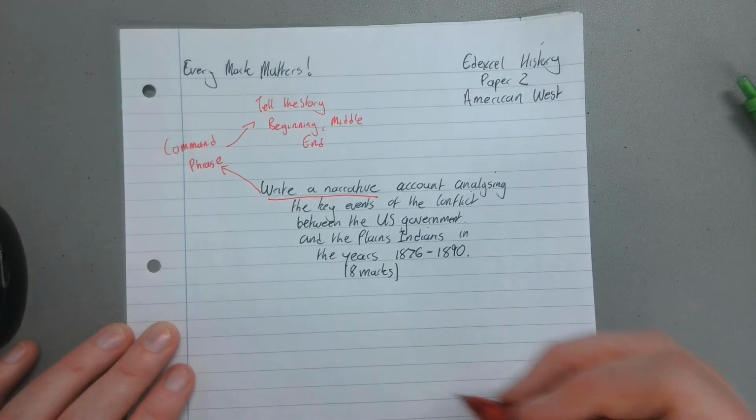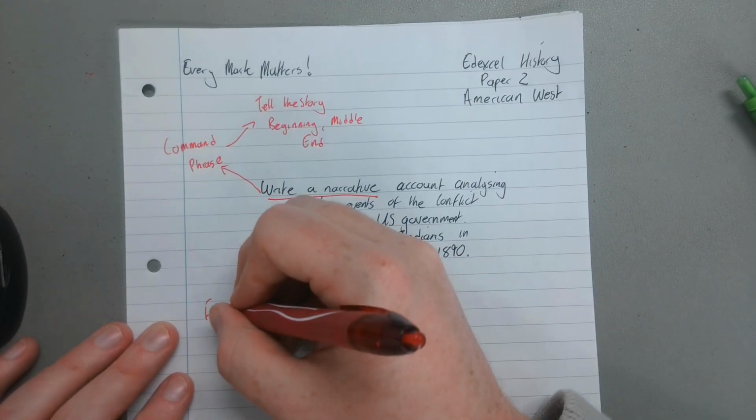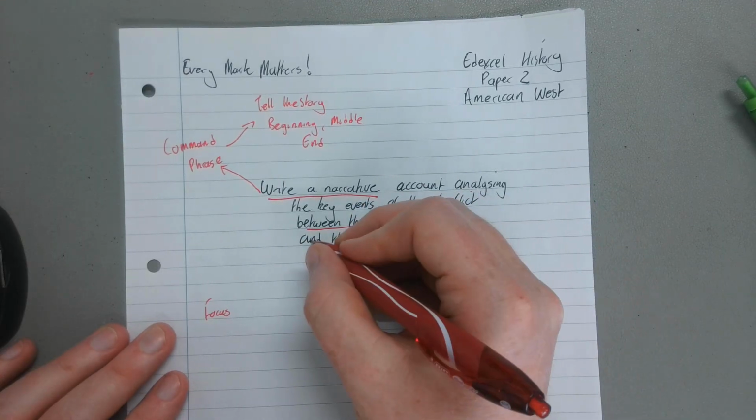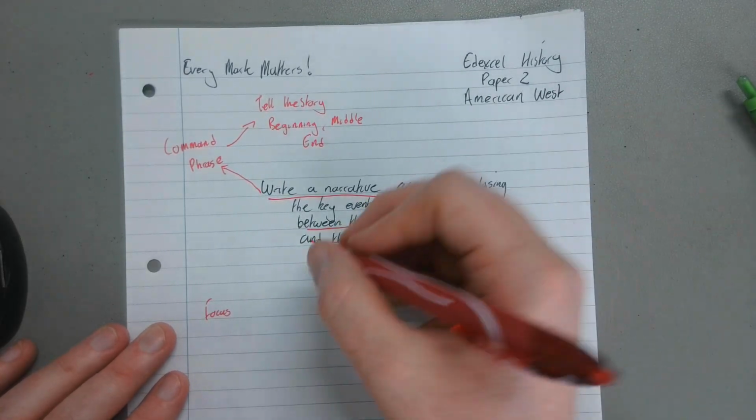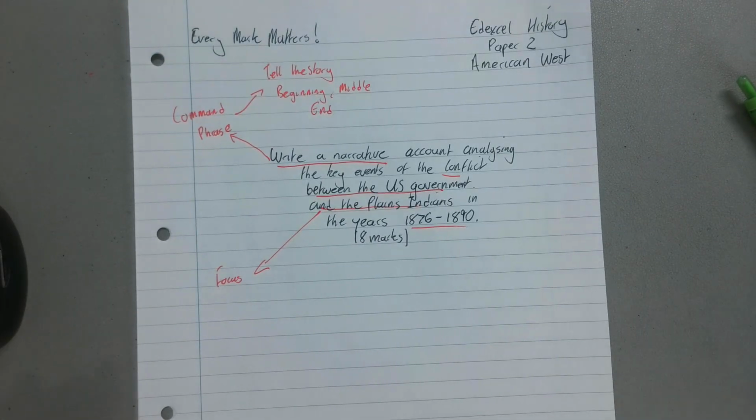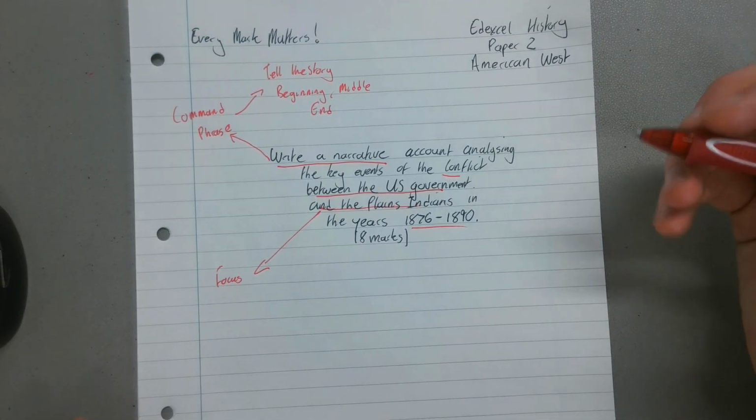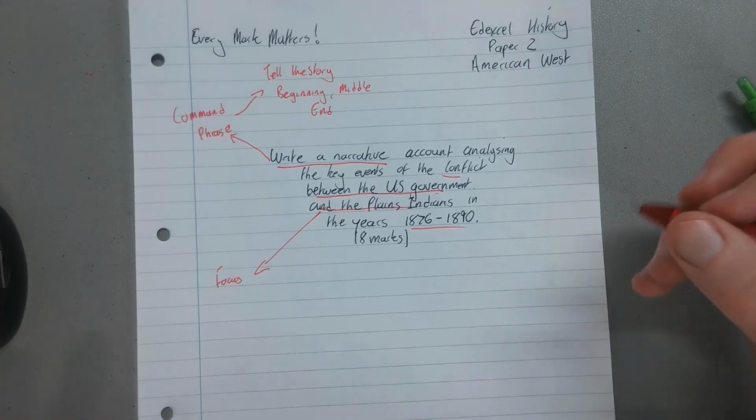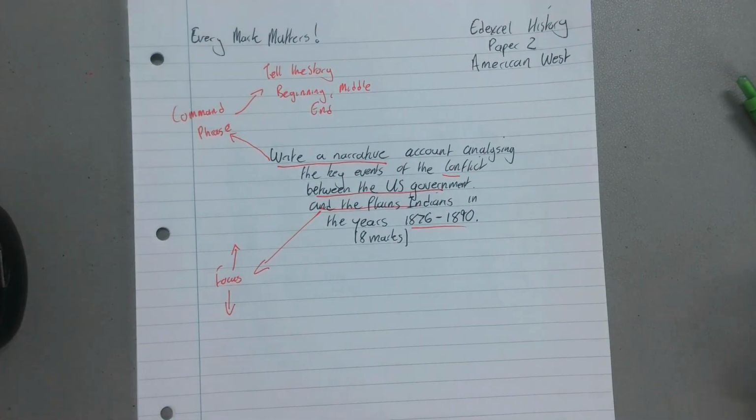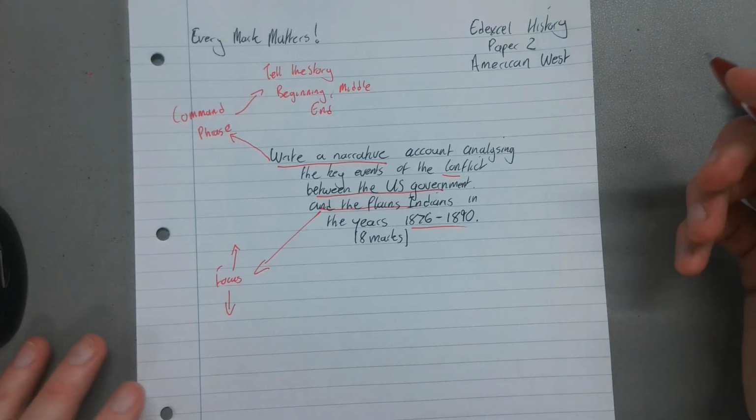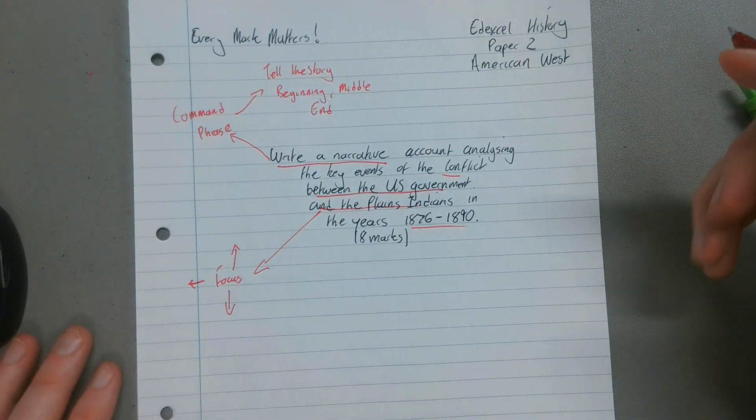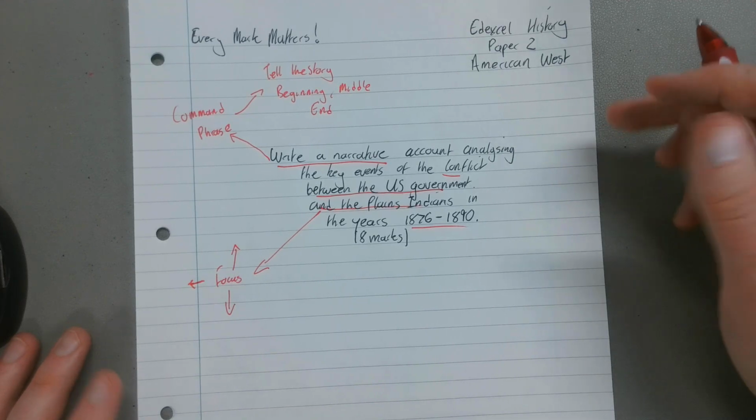Our focus of the question is conflict between US government and Plains Indians in the years 1876 to 1890. So that's the focus of the question. That's the knowledge that we need to apply to this question. So let's have a quick go then and think about what might be the knowledge. Do you want to press pause now and have a go at what that knowledge might be? I'll see you shortly.